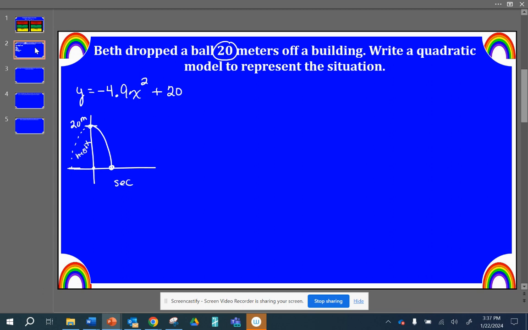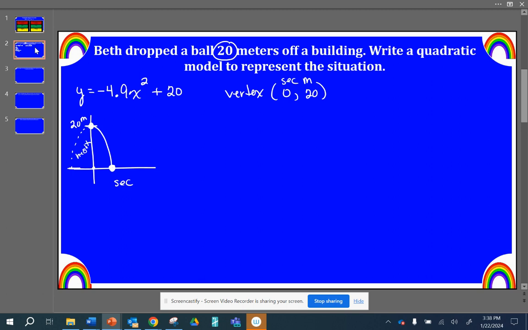So our vertex is going to be at 0 seconds. The object is 20 meters tall. So at 0 seconds, the object is 20 meters high. So our y-intercept and our vertex is the same. Now we're going to find out how many seconds it's going to take to hit the ground. So we're going to solve for x.